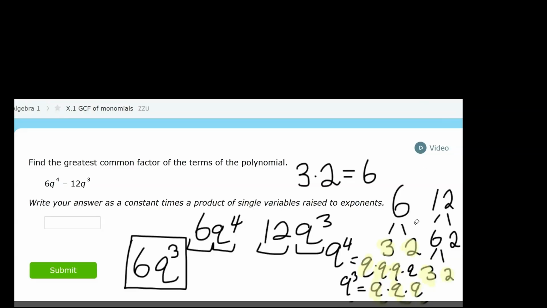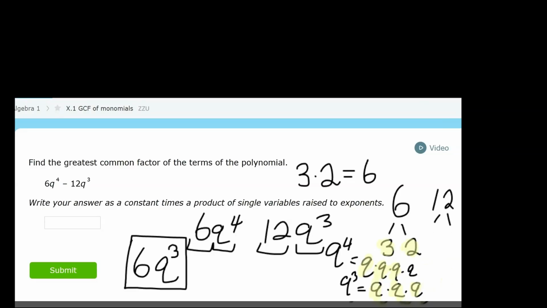Now, you might also be thinking, I can break 12 into 4 and 3. Okay, let's do it that way. 4 can be further broken down to 2 times 2. And you'll notice we will still have a 3 in common and a 2 in common. And so for the number component, our greatest common factor will still be 6.